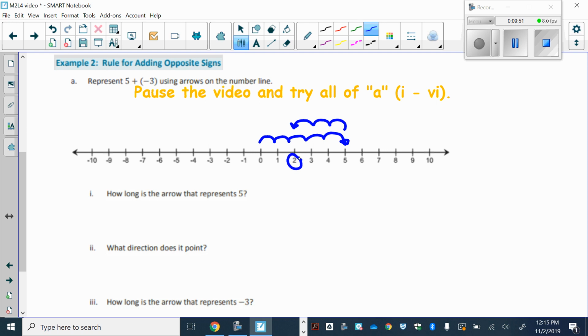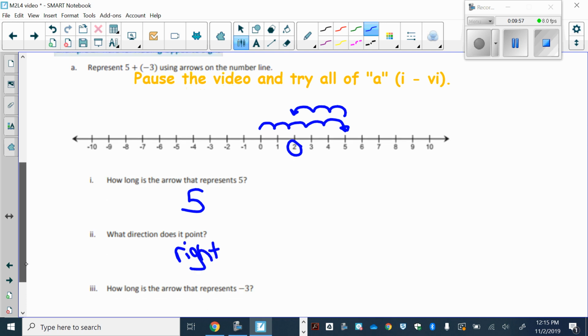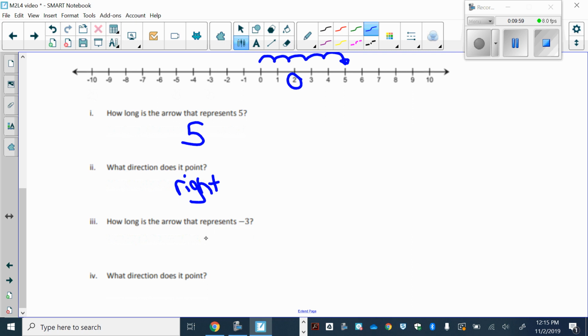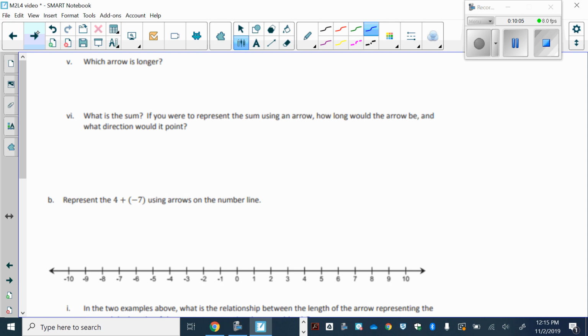How long is the arrow that represents 5? 5 units to the right. How long is the arrow that represents -3? 3 units to the left. Which arrow is longer? The positive arrow was longer. And what was the sum? The sum was +2.